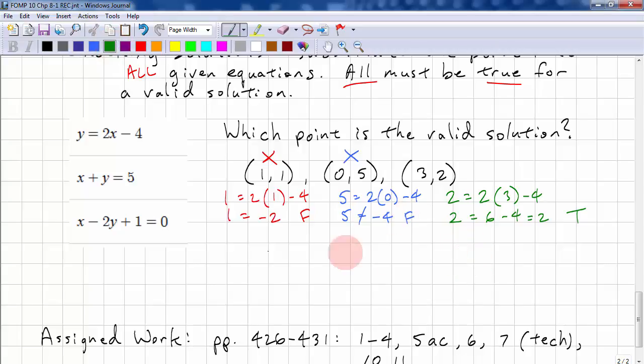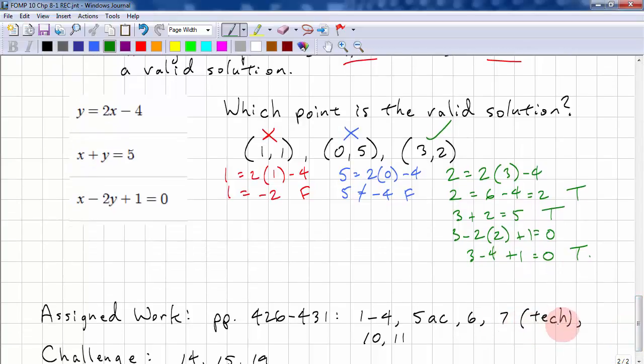Let's look at the next equation. So we're going to plug it into here. 3 plus 2 equals 5. That's true. And we'll plug it into the last one. 3 minus 2 times 2 plus 1 equals 0. So we have 3 minus 4 plus 1. The positives add up to 4. The negative adds up to 4. This is true. So this is a solution.